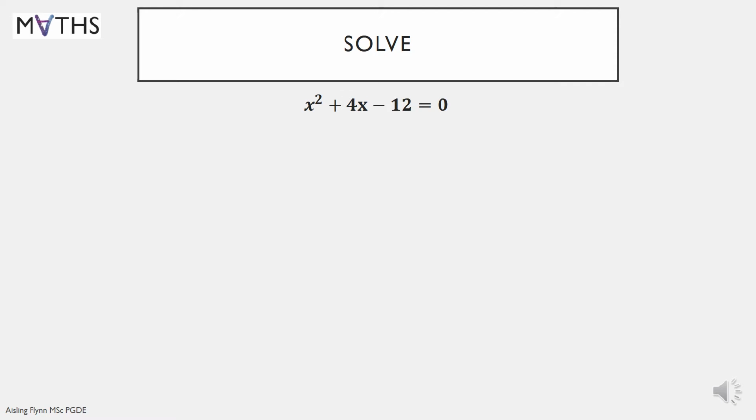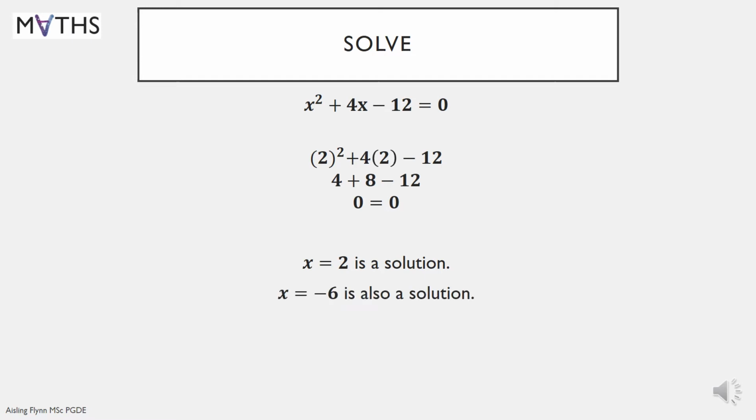Let's try another number, 2. So 2 squared plus 4 2s minus 12 is 4 plus 8 minus 12, which is 12 minus 12. So 0 equals 0. Yes, x equals 2 is a solution. The number 2 makes the equation true. x equals minus 6 is also a solution. I want you to remember these two numbers, 2 and minus 6, for a little later on.